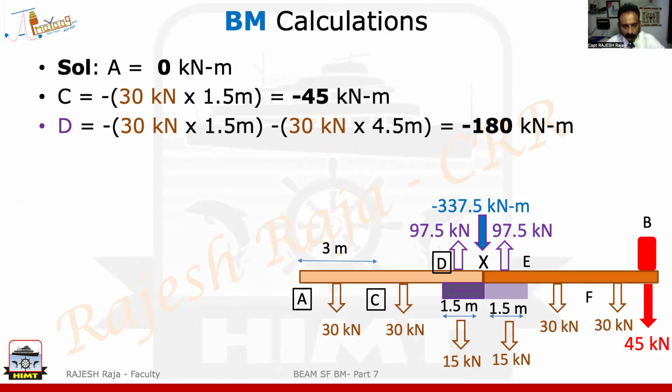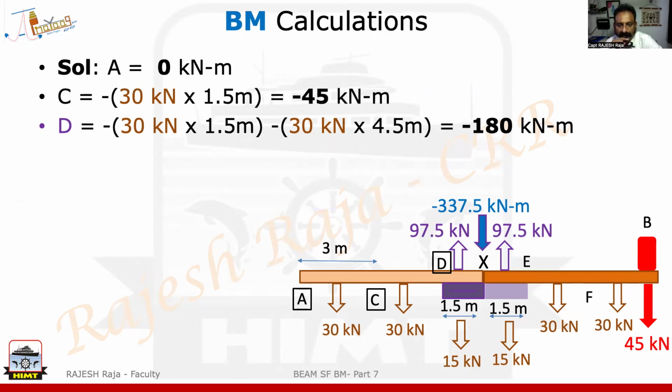One of the 30s is 1.5 meters from delta, the other one is 4.5. You could have done a simplified method also, which I have told you in the previous modules. You could have taken that also. I could have done the same calculation from delta to alpha.